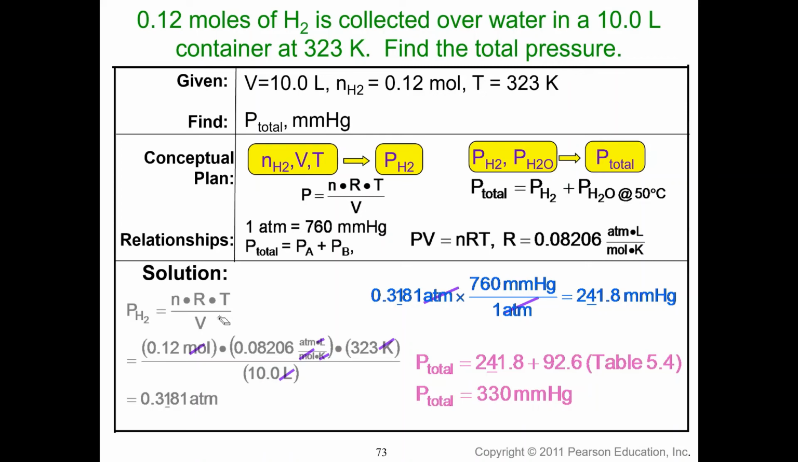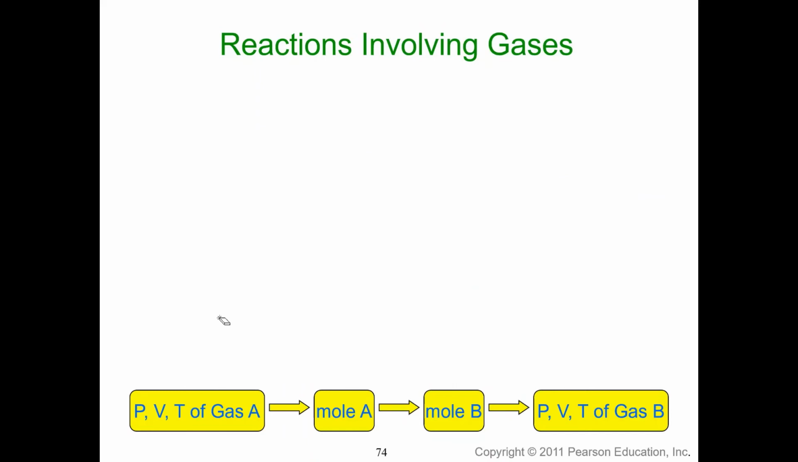How about now we use the ideal gas law in stoichiometry calculations? We understand the only relationship we have between reactant and product in a chemical reaction in stoichiometry is always based on what we call the molar ratio.